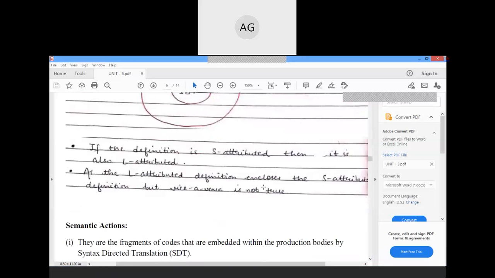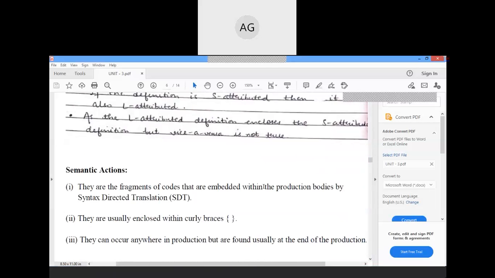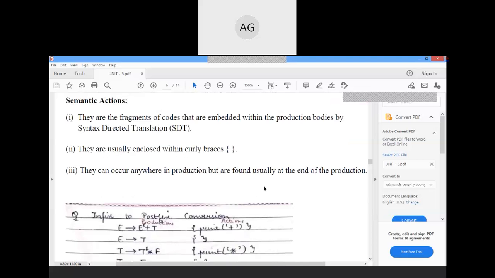So moving on to the next topic. Now, what do you mean by the semantic action?